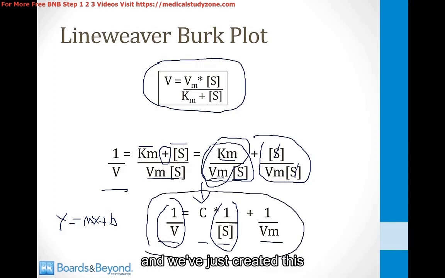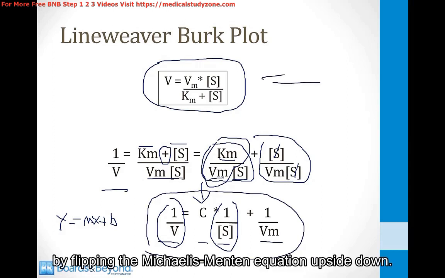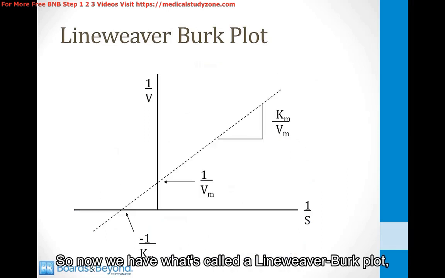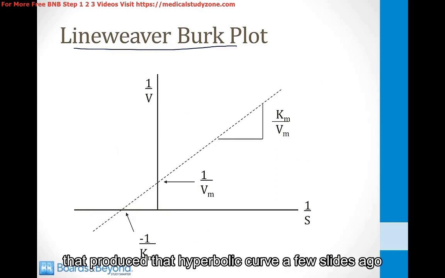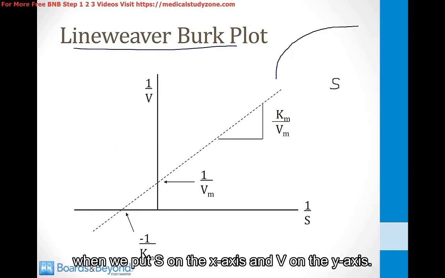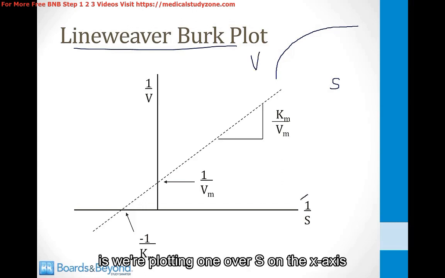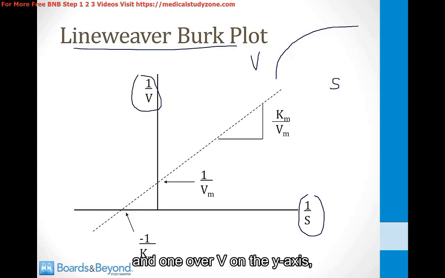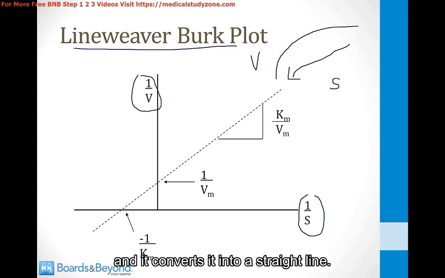And we've just created this by flipping the Michaelis-Menten equation upside down. So now we have what's called a Lineweaver-Burk plot. And this is the exact same data that produced that hyperbolic curve a few slides ago when we put S on the x-axis and V on the y-axis. But now what we're doing is plotting 1 over S on the x-axis and 1 over V on the y-axis, and it converts it into a straight line.